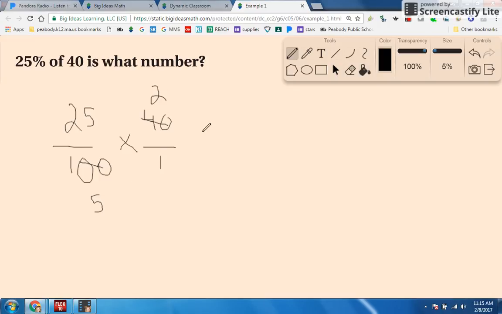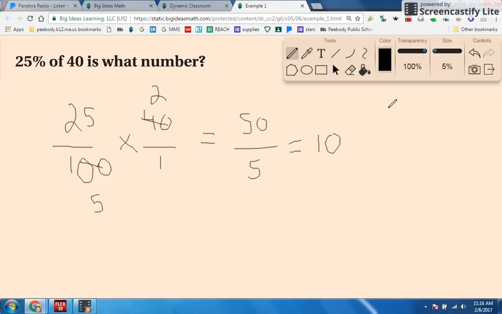So 25 times 2 is 50. And 5 times 1 is 5. This is an improper fraction. 50 divided by 5 would be 10. So if this actually were money, that would mean that if you're buying a $40 sweater and it's 25% off, you would save $10. So that wouldn't be the new price. That would be how much money you get to save. So you would do 40 minus 10, and the new price would be 30.